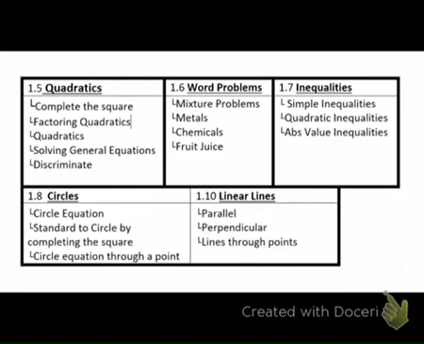We have circle equations, being able to tell me using the standard form or completing the square. And then circle equations through a point, I think I already went over that. 1.10, which is parallel and perpendicular, and then lines through a point. So we've got to be able to tell the difference between all those.